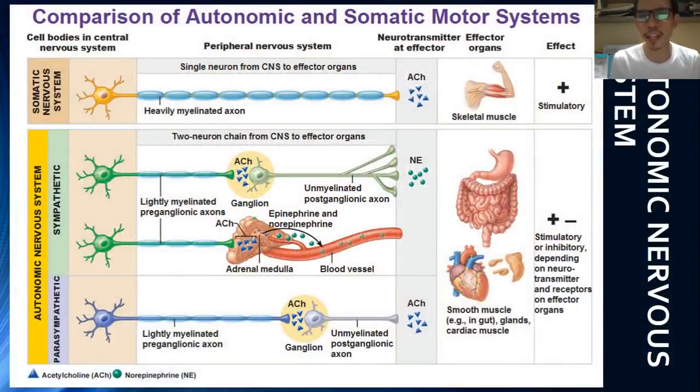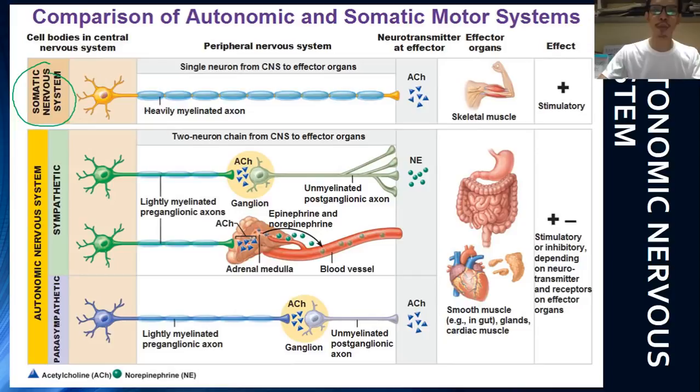Alright, so as you can see here, this is the difference between the somatic and the autonomic, and also the difference between the parasympathetic nerves and the sympathetic nerves that we have right here. Alright, let's first take a look at the opposite of the autonomic nervous system, which is the somatic nervous system.